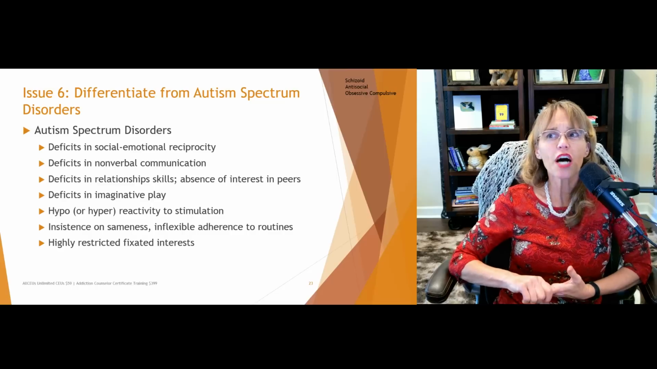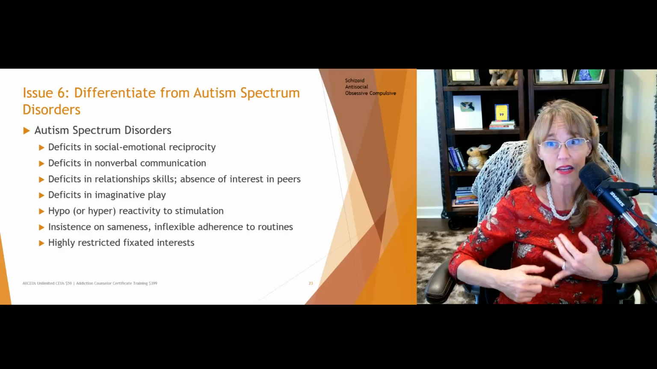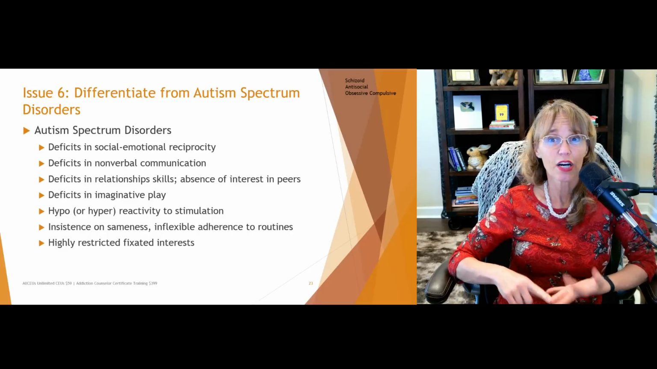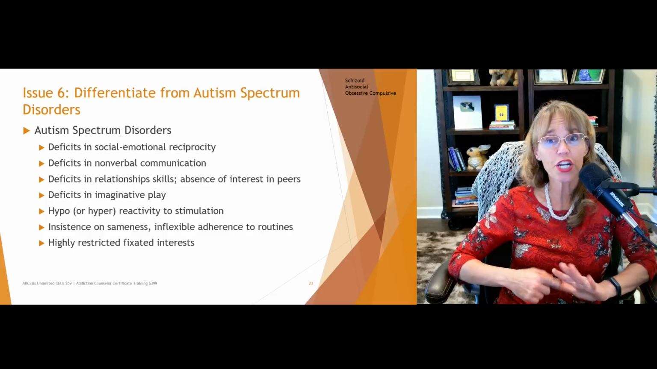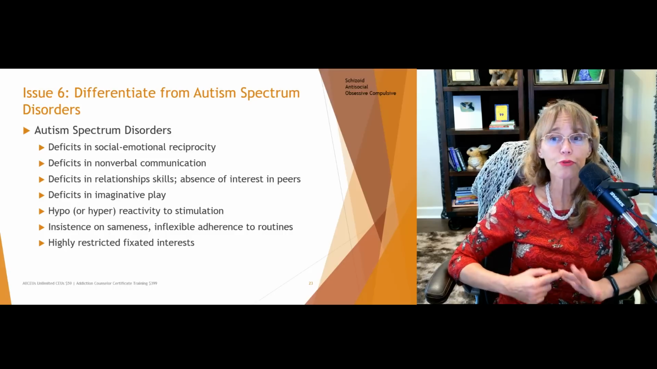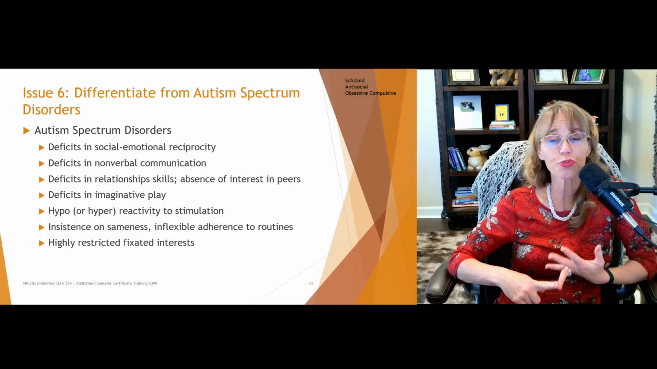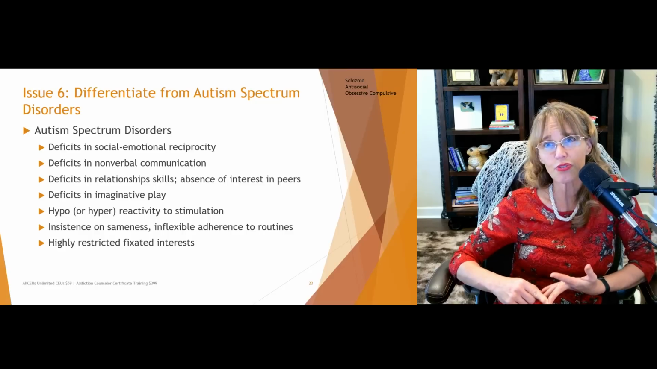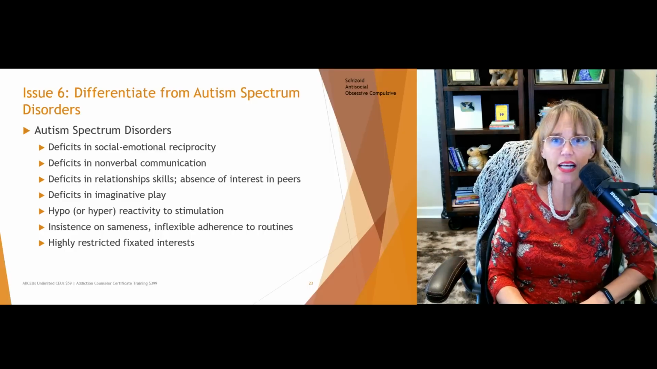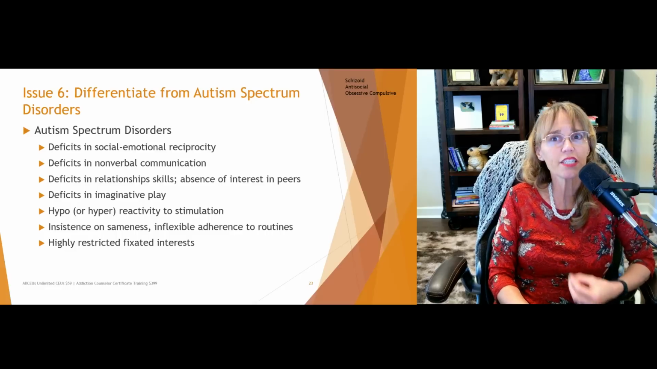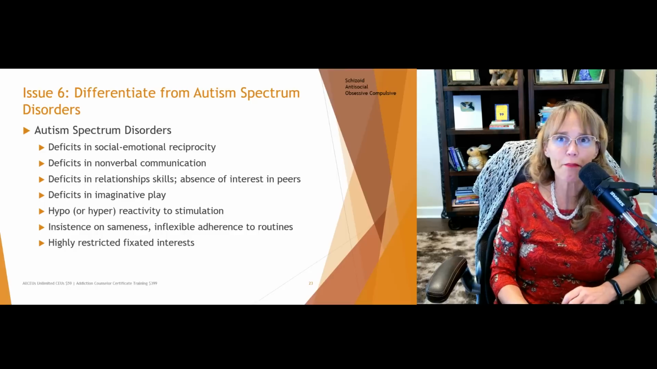We want to differentiate from autism spectrum disorder in terms of social emotional reciprocity, nonverbal communication, relationship skills and absence of interest in peers, deficits in imaginative play, hypo or hyperreactivity to stimulation, insistence on sameness and inflexible adherence to routines, and highly fixated interests. You can see how some of these behaviors overlap with symptoms of many of the personality disorders, but we need to look at ASD first and give that diagnosis if that better explains it.